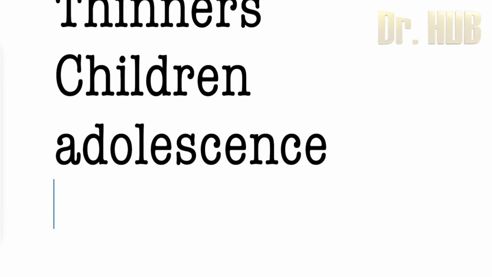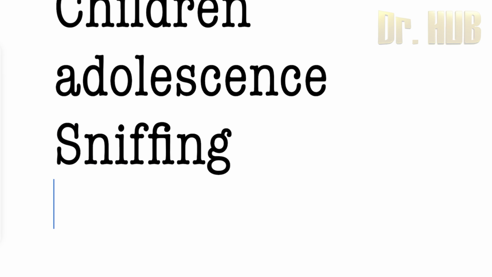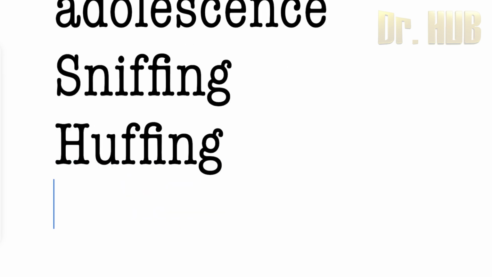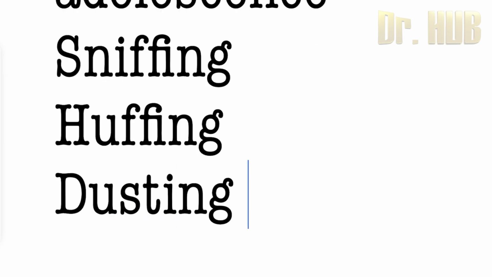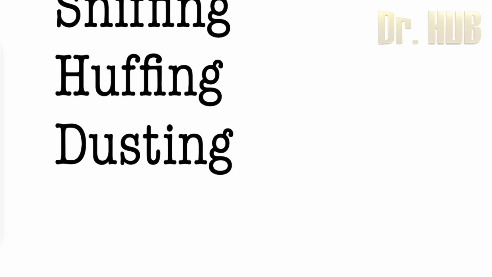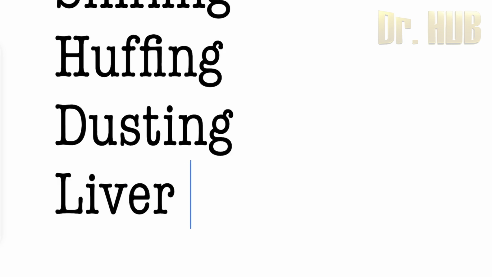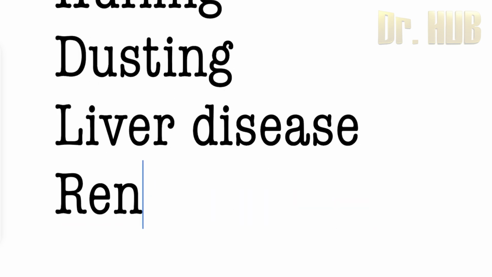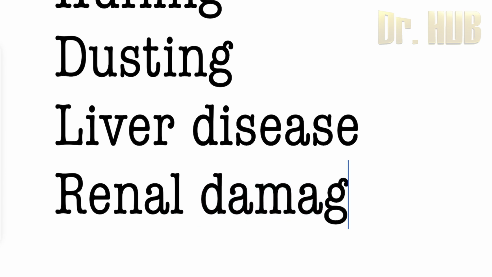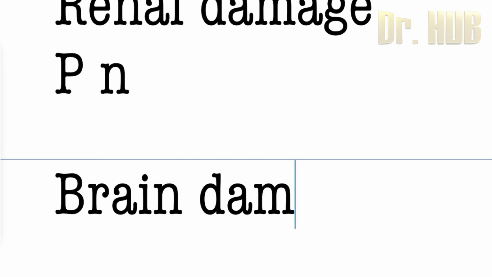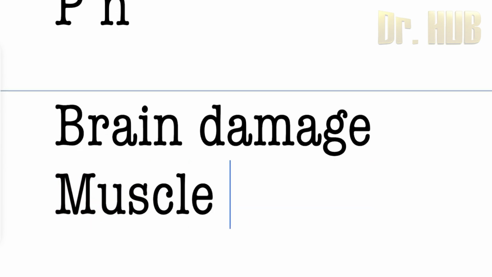Next, the methods of use include sniffing, huffing, as well as bagging and dusting. Serious adverse effects: there is irreversible liver disease. Next, there is also renal damage. There's peripheral neuropathy, PN, as well as brain damage. There is also muscle damage, which is seen.